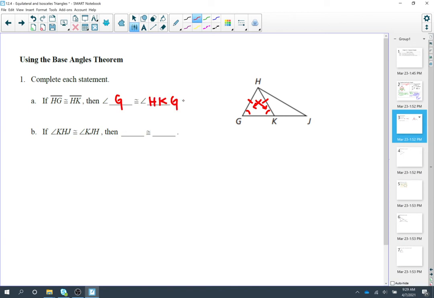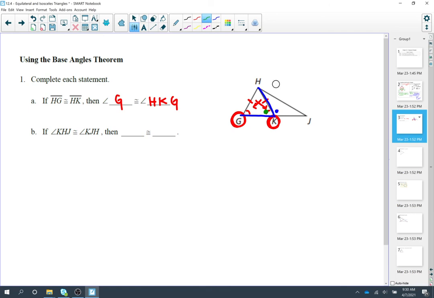Now, notice for angle G, I can just name it with a G. The reason is because it's the only angle sitting out here. Okay, but notice at angle K, I use 3 letters. The reason is because if you just say K, I don't know if you're talking about this K or this K. So you have to be very specific and say HKG, so I know that you're talking about the one over here on the left.